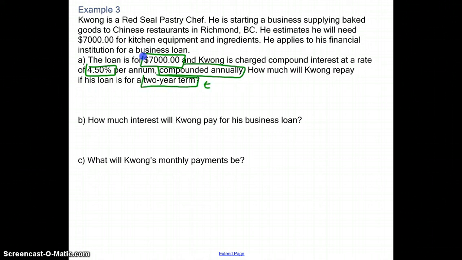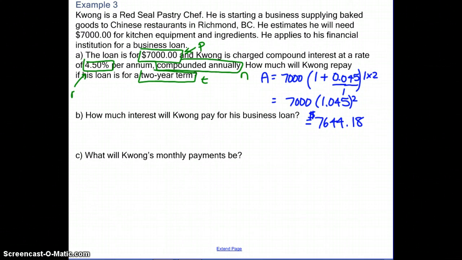So 2-year is T, compounded annually is N, 4.5% is your rate R, and 7,000 is your principal. So we need to plug this into our formula. You plug it into your formula, just as shown here.